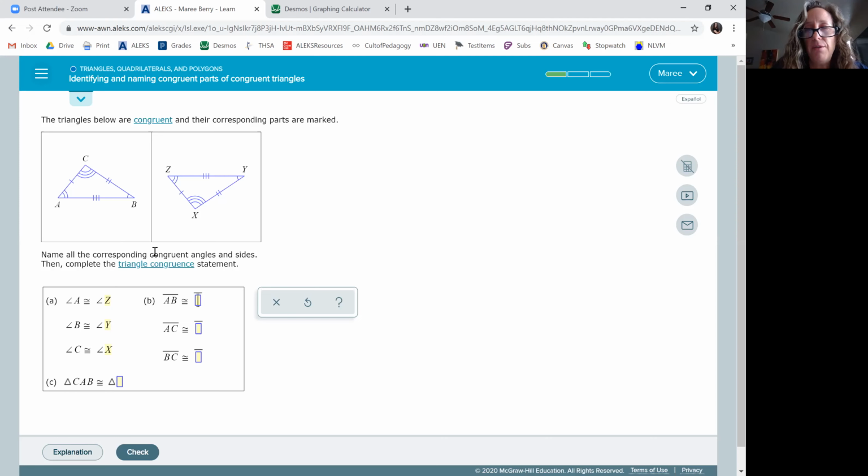Now, don't look at the pictures anymore if you don't want to. We're going from A to B. A was lined up with Z, so we'll put a Z there, and B was congruent to Y, so we'll put a Y right there. Then AC is going to be ZX, and BC is YX. And then CAB, so C went with X, A went with Z, and B went with Y.